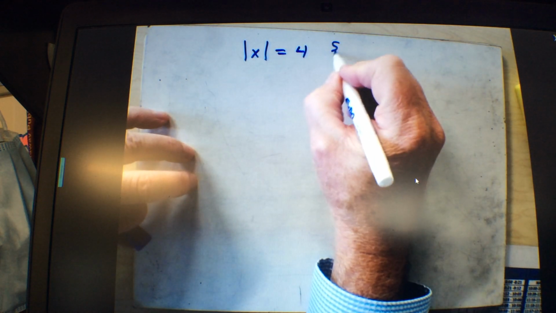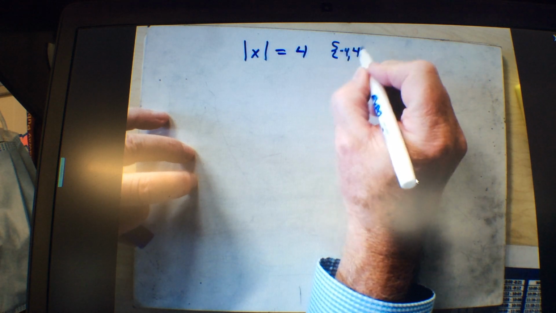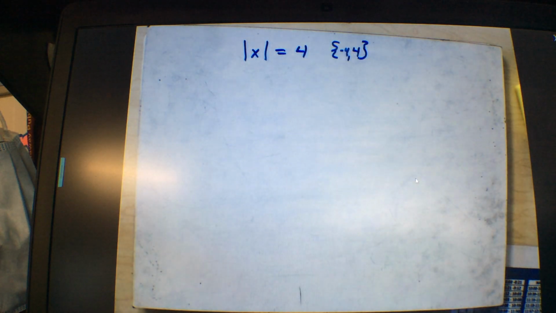Negative 4 or 4. Whoa. A negative 4 and 4? Why a negative 4? Because it's 4 away from 0 also. So I actually have 2 answers, don't I? Jackson, do you understand that? If I say I don't know what this number is, but I do know that it's 4 away from 0, you have 2 answers, Jackson.